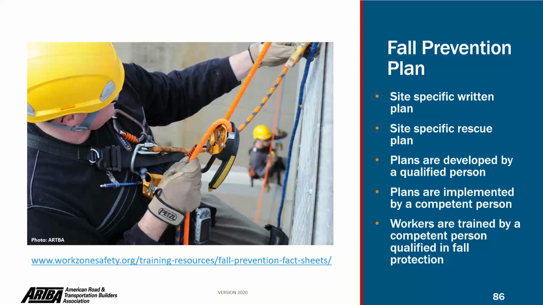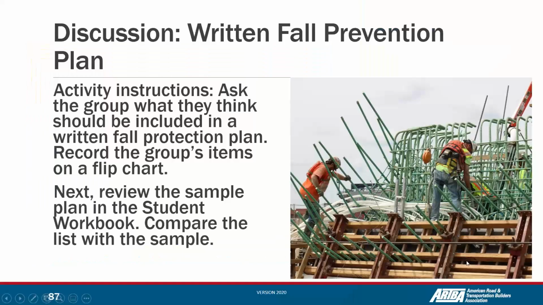But these plans have to be written, customized according to the circumstances, and they need to have names inside. Who is going to do what? Okay, plans should be written by a qualified person, but should be implemented by the competent person, by the foreman. Normally, workers are trained by a competent person, a person qualified in fall protection.